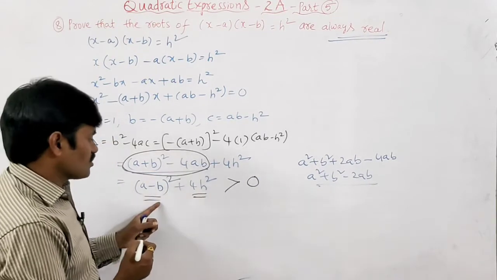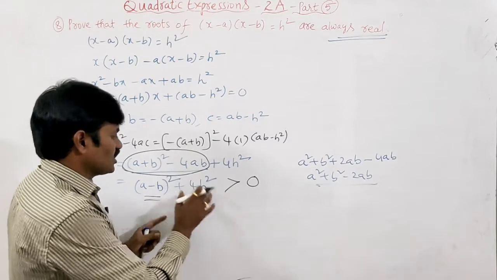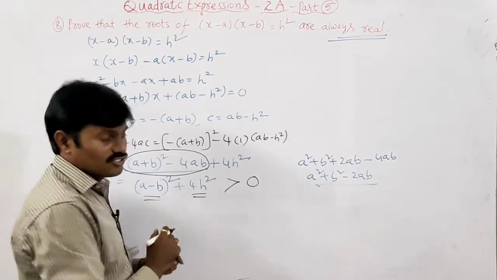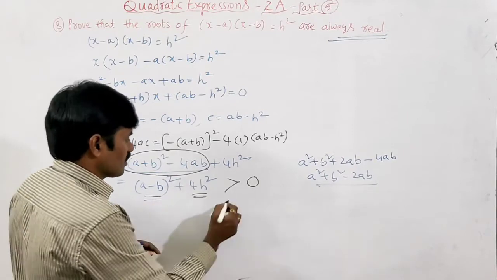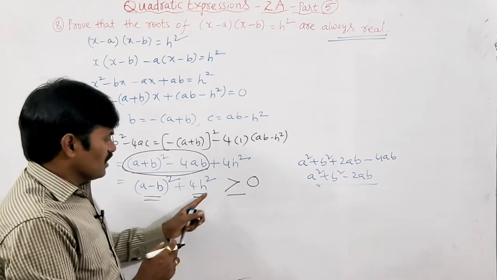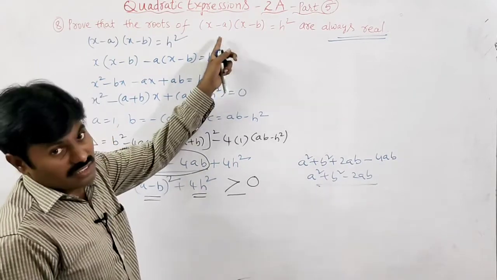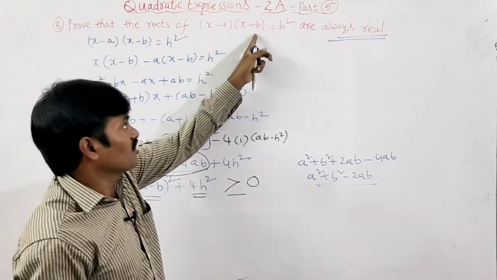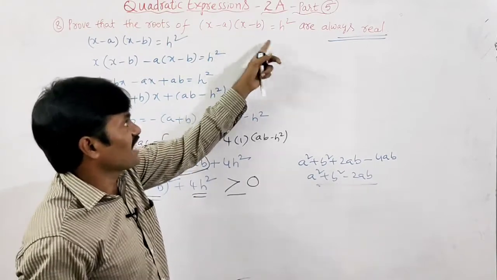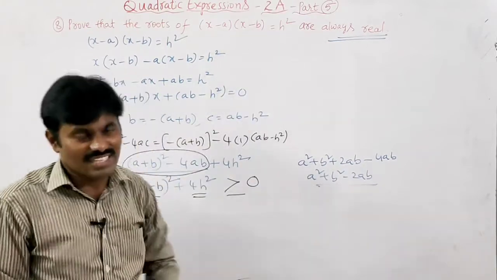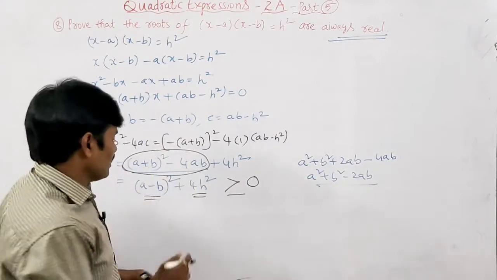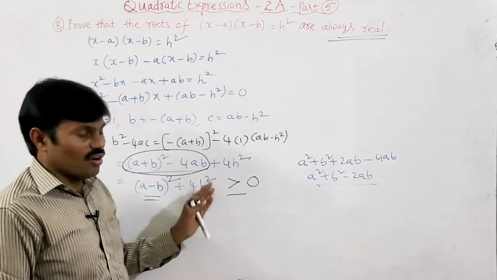Okay. And also my dear students, if a, b and h values are all 0, it becomes equal to 0, even though it is a quadratic equation. If I write here a value 0, b value 0 and h value 0 also, x minus 0 into x minus 0, x square is equal to 0, it is a quadratic equation. No problem in that because it is degree 2. So there is a chance to get either positive or 0.